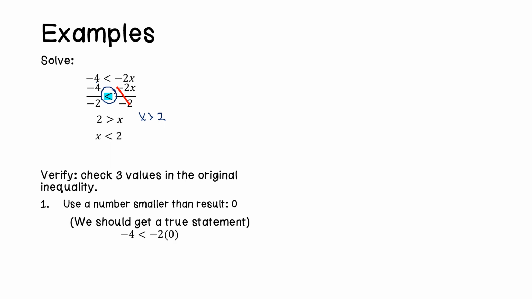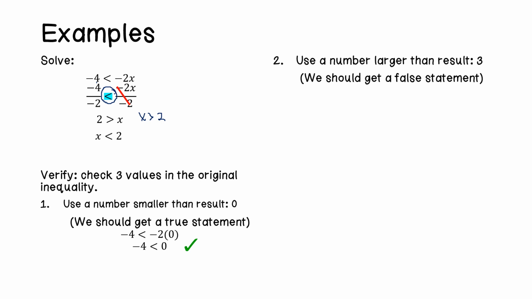So let's use 0. Negative 4 is less than negative 2 times 0, which is negative 4 is less than 0. That's true. So yay us. Now we're going to use a number larger than the result, so we'll try 3. We should get a false statement. Negative 4 is less than negative 6. Well, that's false. So good.